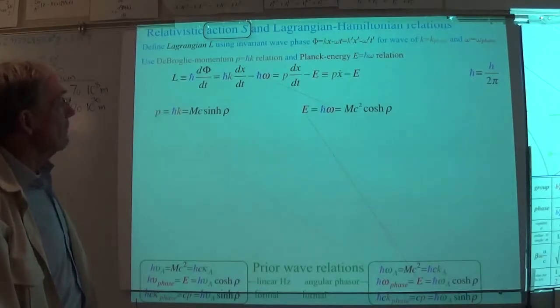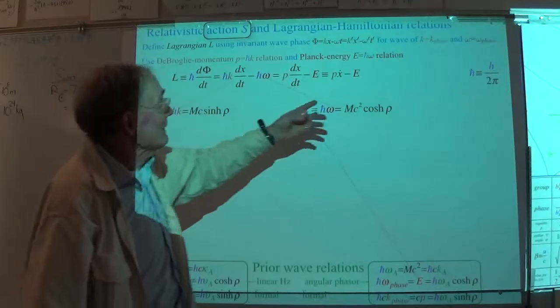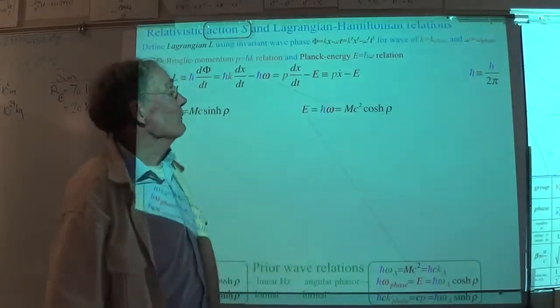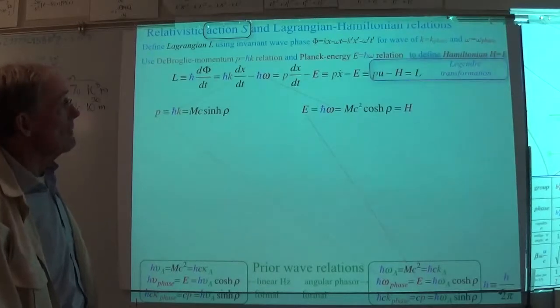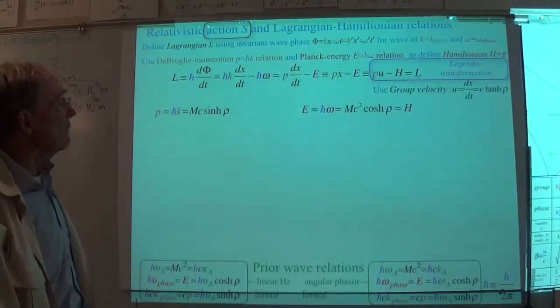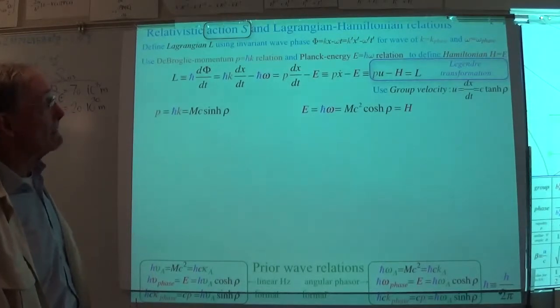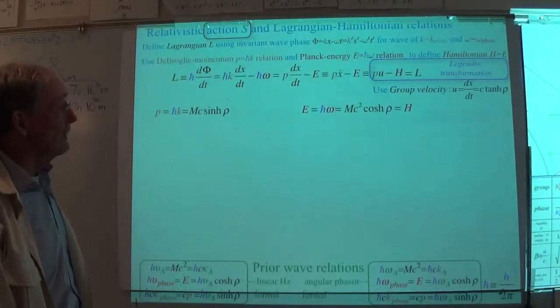Okay. So what I'm getting here is the relationship between a Lagrangian and total energy, which is the Hamiltonian, and we'll end up with exactly Poincaré's relationship, and that's the Legendre transformation right there, which we talked about before. Okay. Now we're going to use group velocity for u. That's the only fair thing.